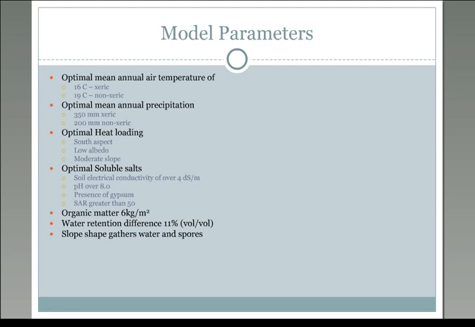And we talked about heat because you have to be able to burn off, basically sterilize the other soil critters out. So we'll look for a south aspect, low albedo, which means a high absorbance, fairly moderate slope, so you get the good cosine angle, so you can really heat that surface up to kill off basically the competitors to the Coccidioides. Also it's got to have some salts, some organic matter. It's got to have some water retention because it's a fungus. It needs to have water at least for a short time, and so you have to have some water retention. And the slope shape is such that it can gather the spores and the water too. So those are most of the parameters stuck in the model.